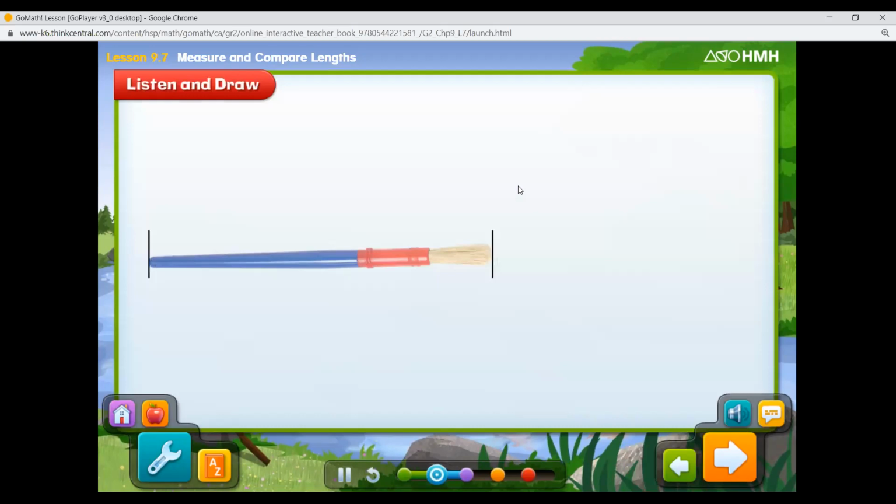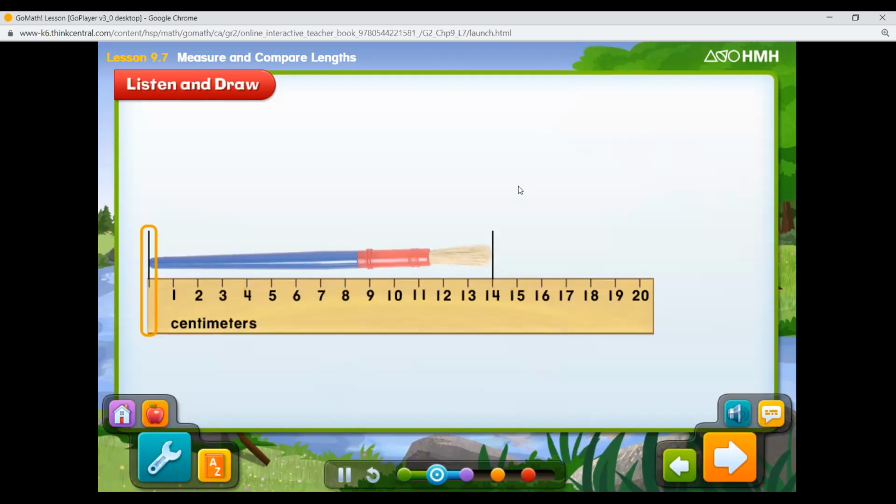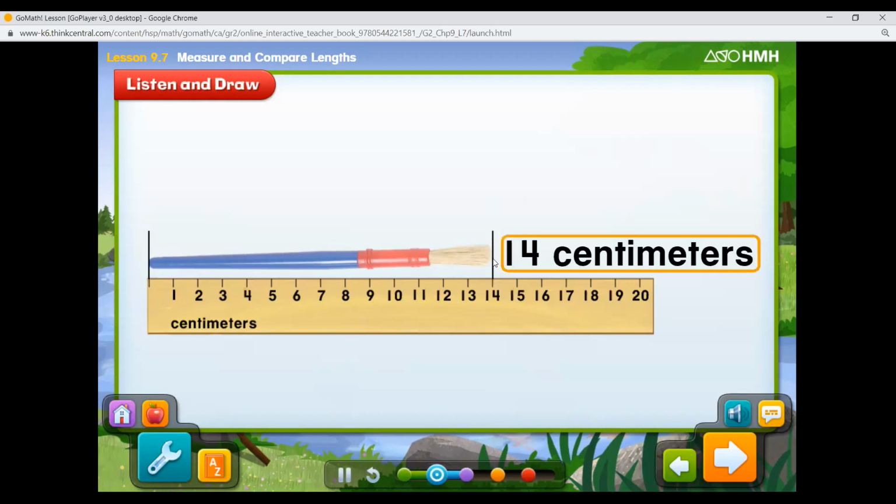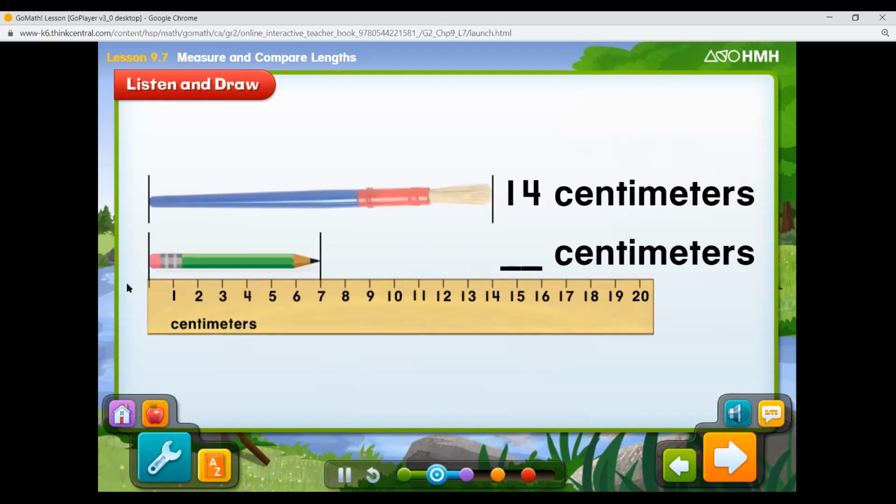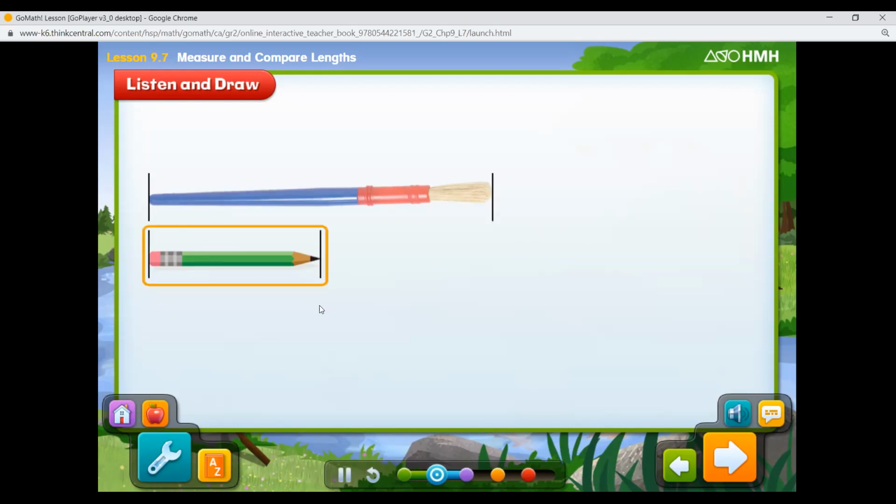Let's measure this paintbrush using a centimeter ruler. First, line up the left end of the paintbrush with the 0 mark of the ruler. Find the centimeter mark closest to the other end of the paintbrush. The paintbrush is 14 centimeters long. Now, let's find the length of this pencil. Line up the left end of the pencil with the 0 mark of the ruler. The pencil is 7 centimeters long. The pencil is shorter than the paintbrush.